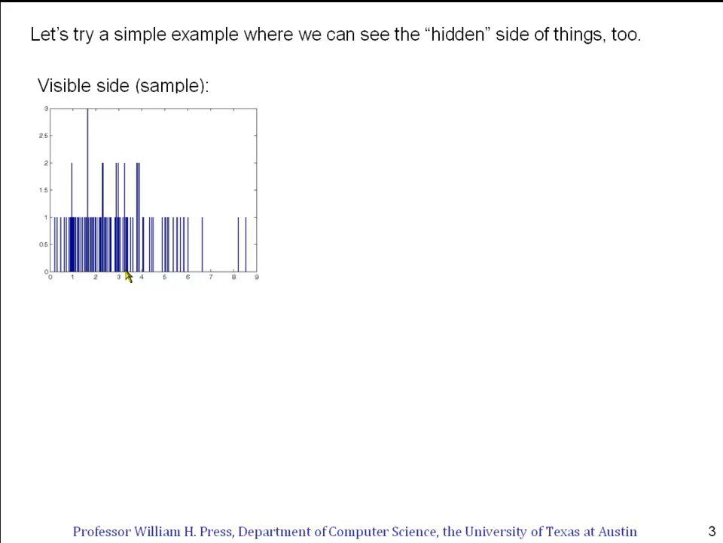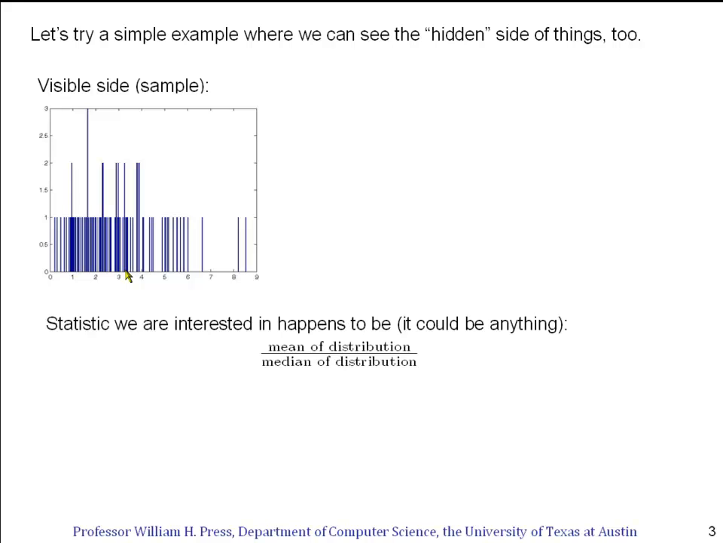Now, the bootstrap theorem applies pretty much to any statistic that we might happen to be interested in from this data set. So I've made up an oddball one just to show that it can be anything. Let's suppose that what we're interested in about the underlying distribution of these points is the ratio of their mean to their median. That's an oddball quantity. I can't think of any actual reason you'd want to be interested in that, but let's try it as an example.